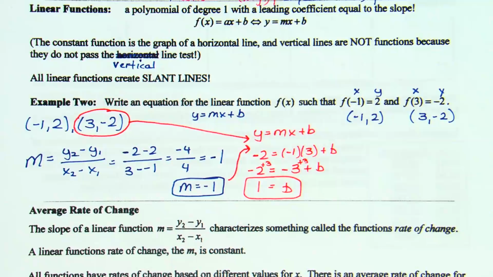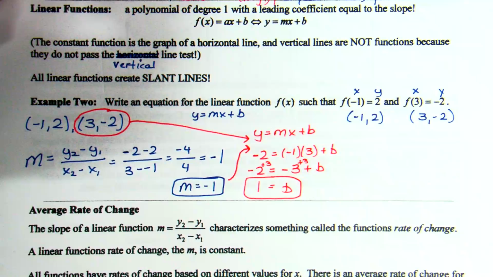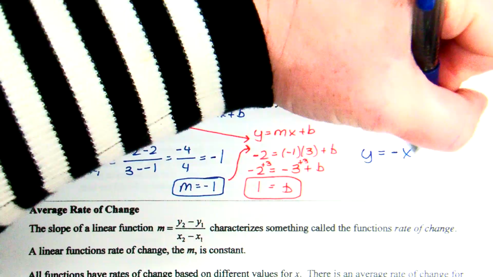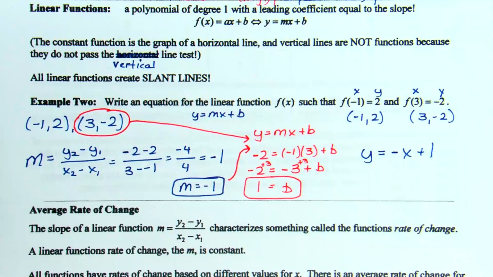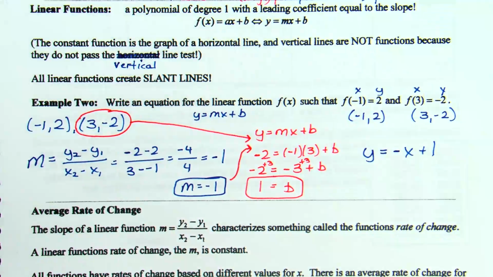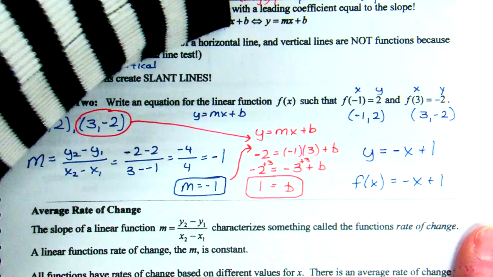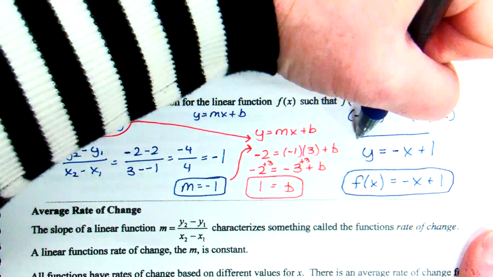If you use the other ordered pair, you should be at the same point as me, right? And so what is my equation for this linear function? Y equals what? Okay, -1x plus 1. If I want to get specific, it said to write an equation for the linear function f of x. So this could also be written as f of x equals -x plus 1. In my brain, those are equivalent. It all depends on how they ask the question. Okay?